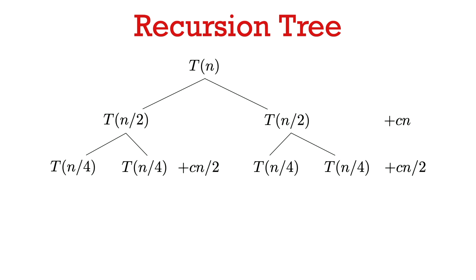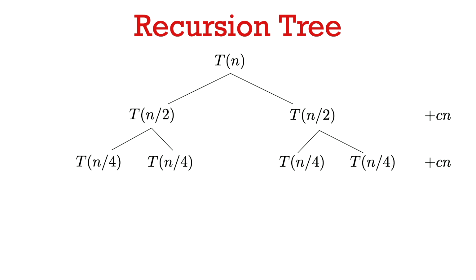So in this example here, we have two times the term of cn over 2. I'm just going to collect that at the side and sum it up. So it's just a term of c times n. That's what I've done here. So you see that for the first level of the tree, we get an extra term of cn, and for the second level of the tree, we get an extra term of cn. So it looks nice and neat. All right, now let's keep expanding.